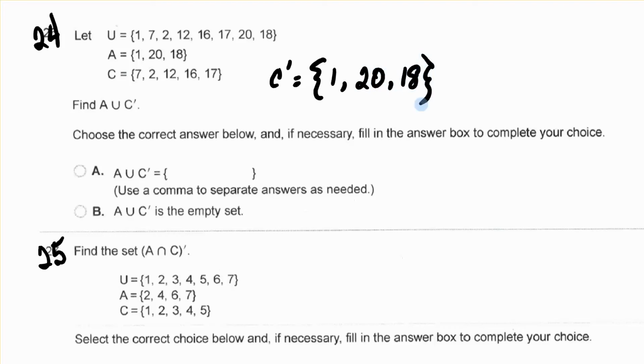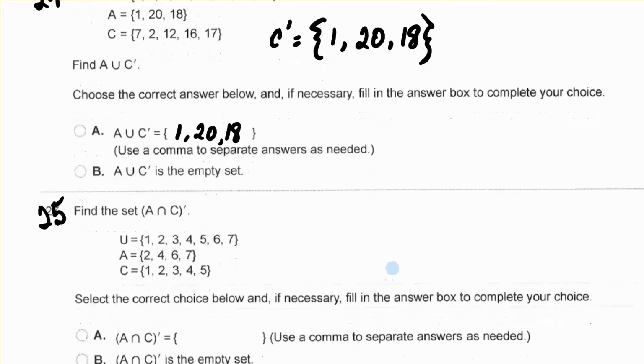Now, if I want to look at the union between A and C complement, well, they're actually the same set. So to be in the union, you have to be in one or the other, or both, and it is the 1, 20, 18.